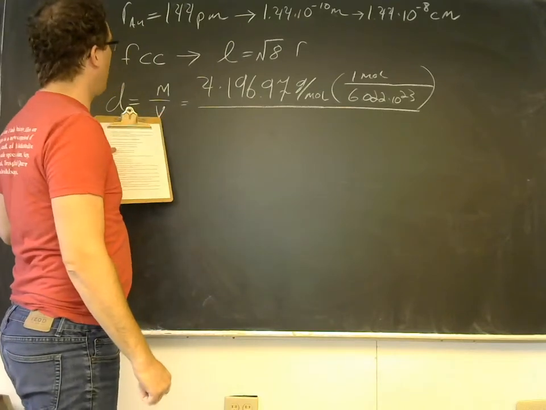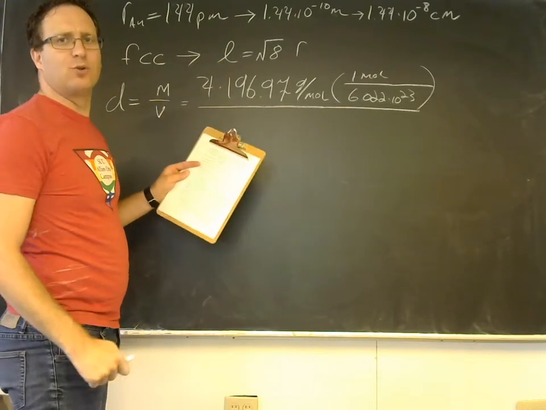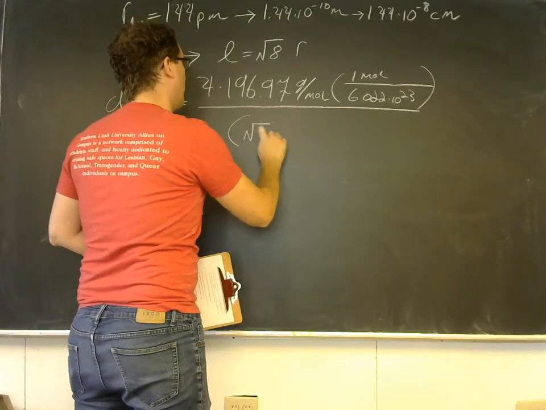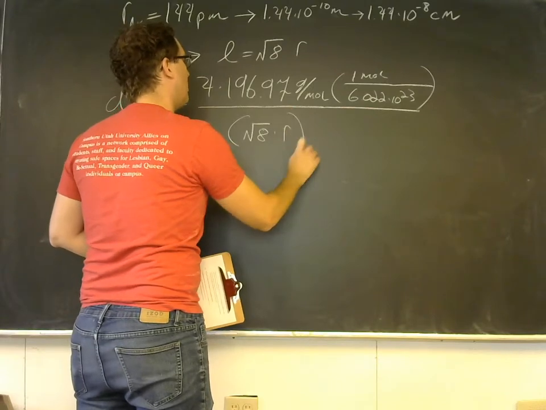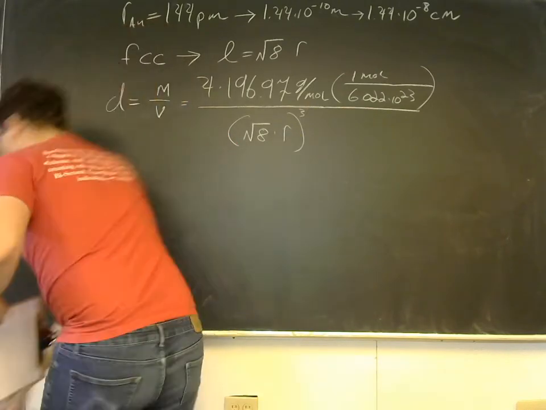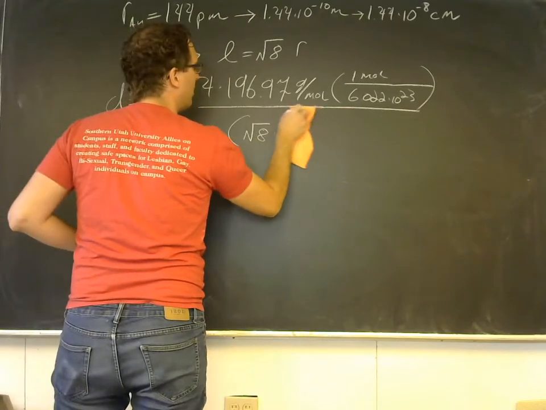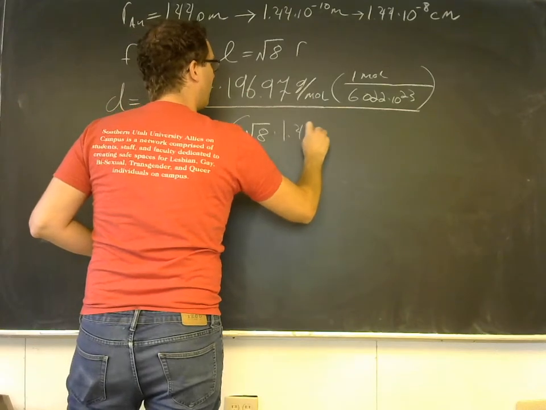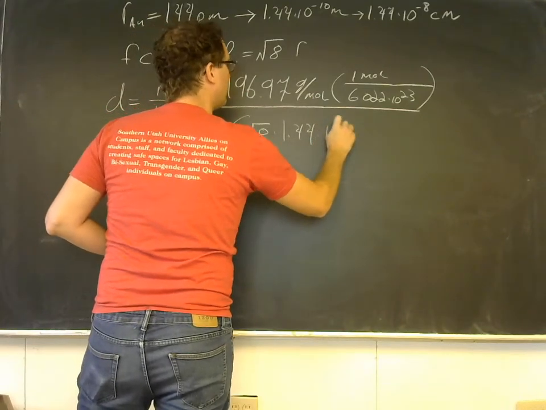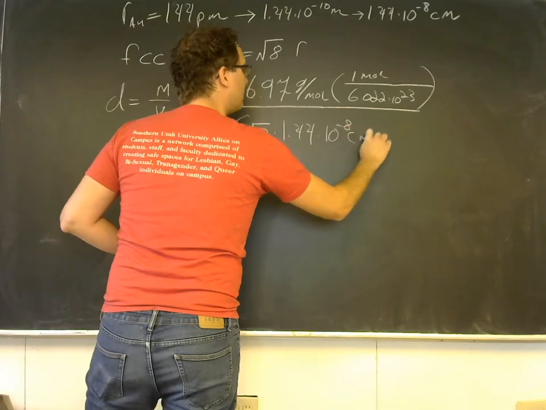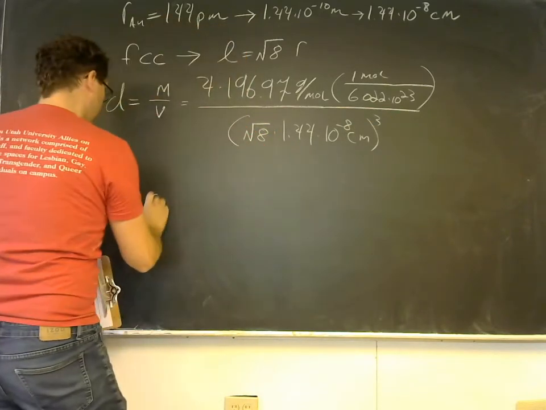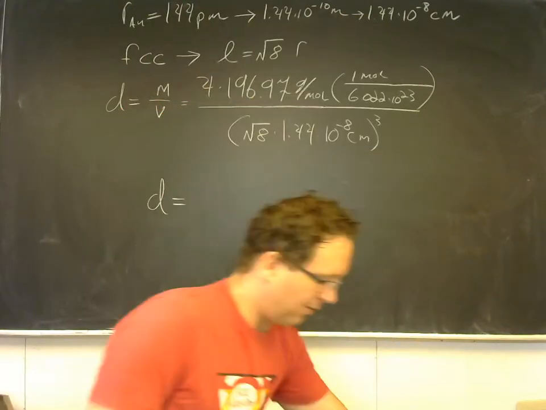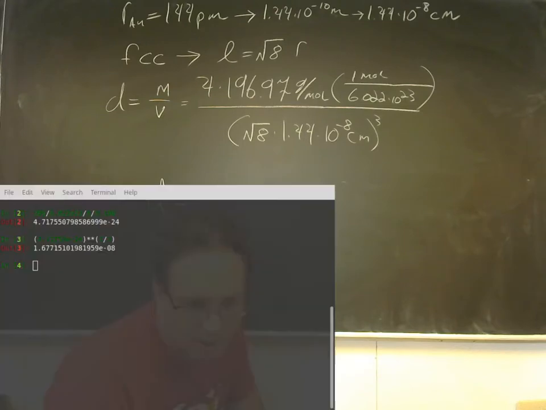What is its volume? Well, that would be L cubed, the length cubed. And what is the length? Square root of 8 times R cubed. Okay, but we know R, so let's put that in. R is 1.44 times 10 to the negative 8th centimeters cubed. This one, we did that conversion up front, and so it's really just going to be a grand example of plug and chug math.